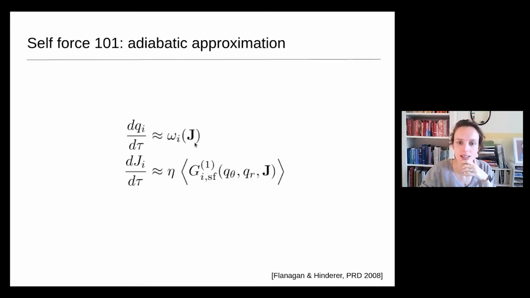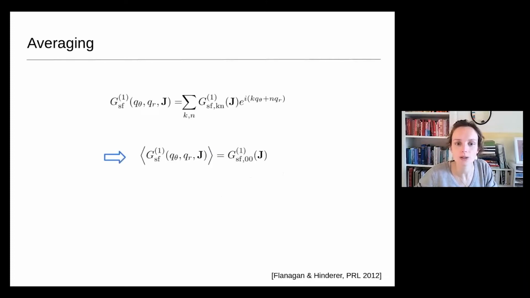In that case, you can just say that the angles still evolve at a constant rate, roughly, and the actions will change, but only by the average of this function. So you don't need to know all the details of the function, but only its average behavior. And the way to calculate this average behavior is to use the fact that these are proper angles, so they go from 0 to 2 pi, and you can then do a Fourier decomposition.